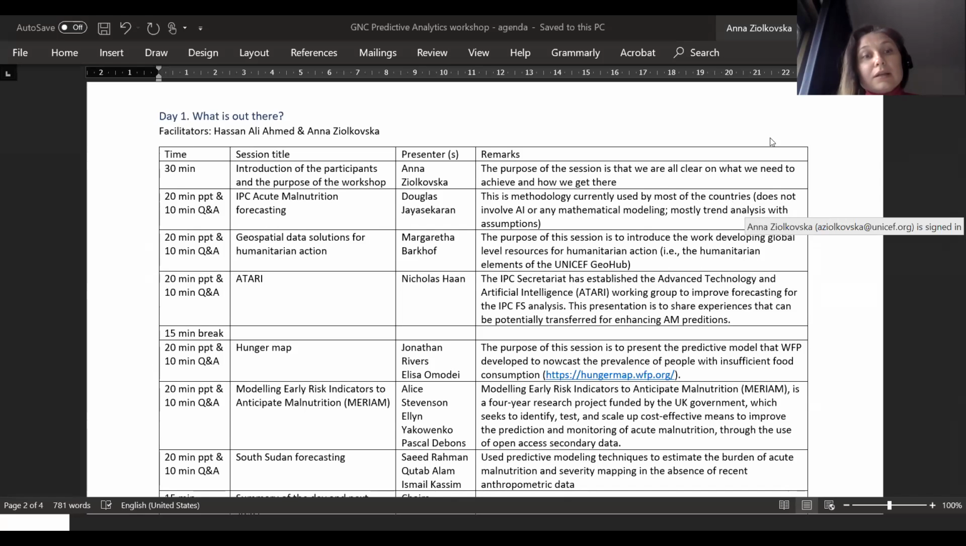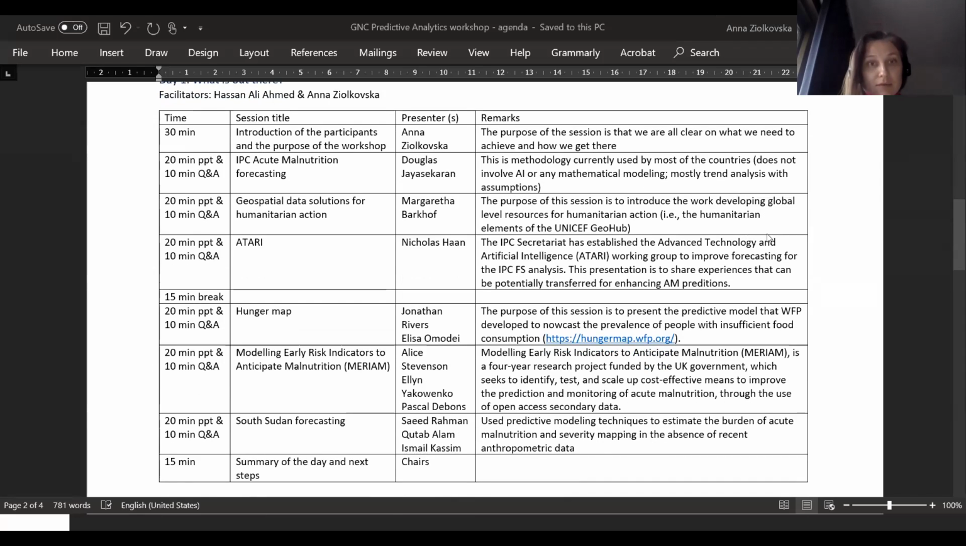So let's go very quickly through what we did today. We started with the IPC acute malnutrition forecasting to see how currently we are doing forecasting. We looked at the geospatial data solutions that can help us in collecting the data which we all need in order to predict information, especially if we do it not at the country level, where they do have access to their data, but more at the global level. We looked at all the different possible artificial intelligence related projects which are currently done by IPC Secretariat. They are focusing on food security, while there is still also potential to involve acute malnutrition.